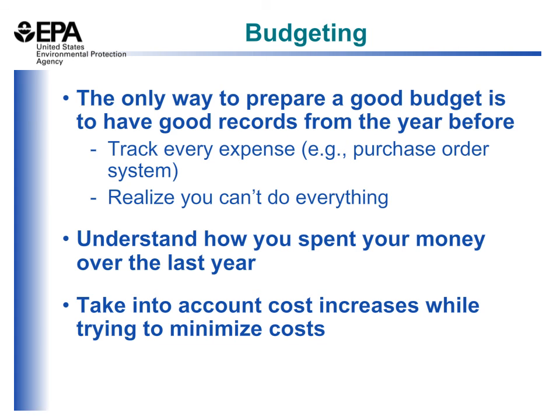Now we'll get a little bit into budgeting. The key to a good budget is to have good records from the year before or the year before that, to track every expense, to determine what kind of money has been spent throughout the year. Basically, the tracking in the purchase order system lets you understand how you spent your money over the previous year.